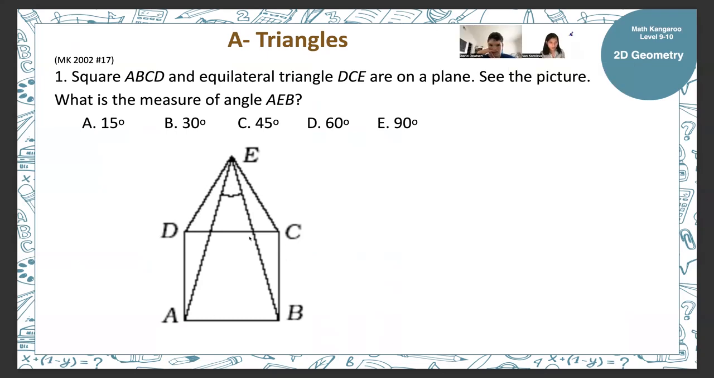Square ABCD and equilateral triangle DCE are on a plane. See the picture here. What is the measure of angle AEB? And remember to mark all the equal lengths and angles that you see on the pictures. That will allow you to see things that are not obvious. So ABCD is a square and DCE is equilateral.